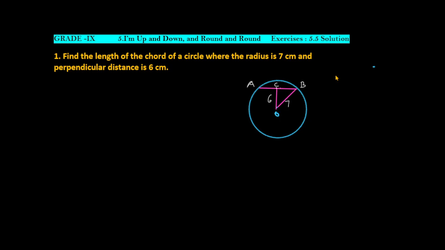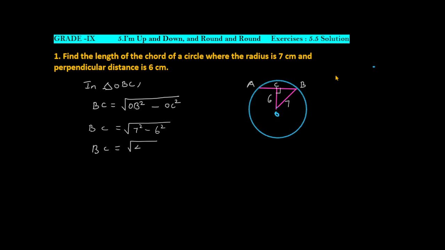So we know that the perpendicular makes 90 degrees. So in triangle OBC, BC is equal to the square root of hypotenuse OB squared minus OC squared, the other side squared. So BC is equal to square root of 7 squared minus 6 squared. BC is equal to square root of 49 minus 36. So the length of BC is square root of 13, but we need to find the chord AB length.